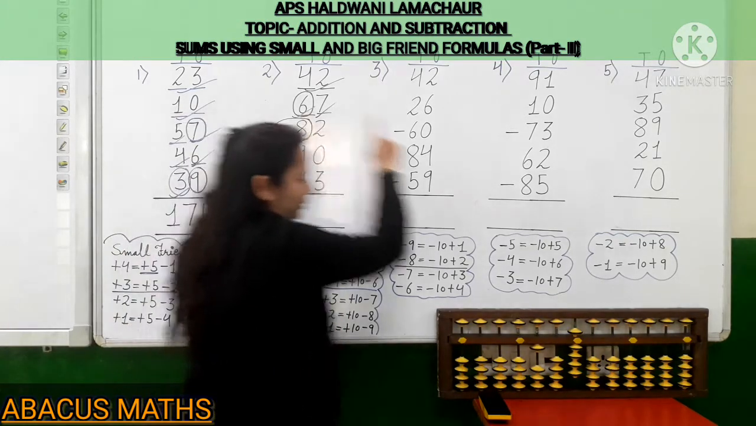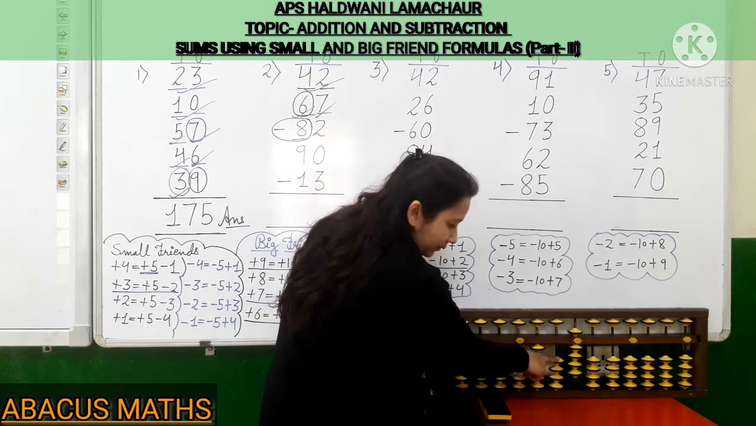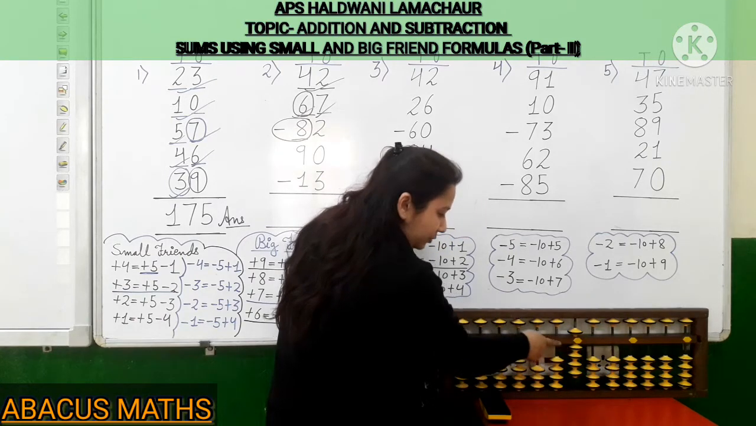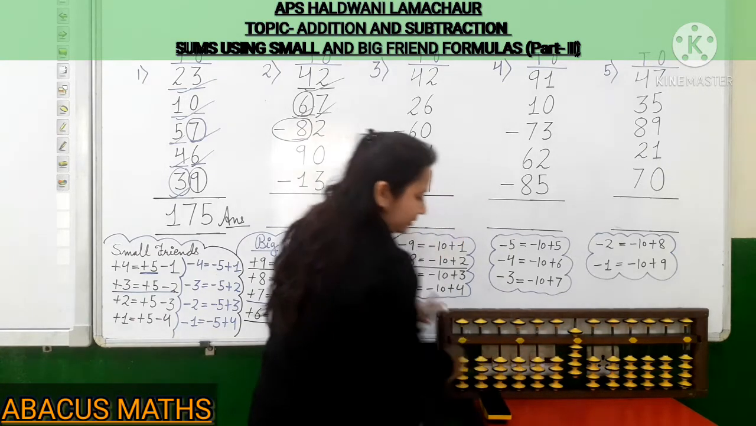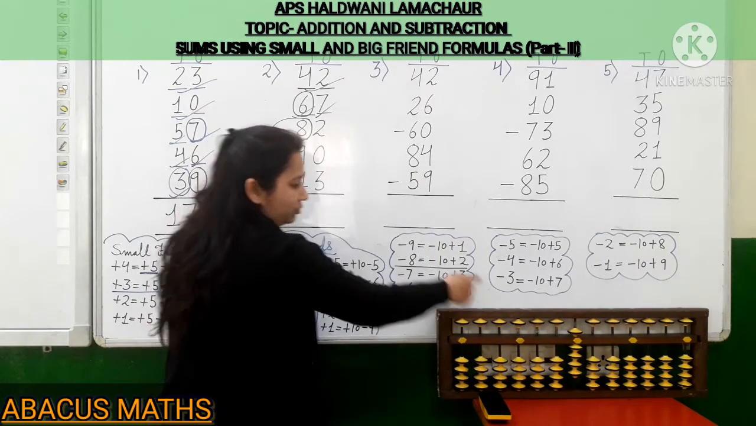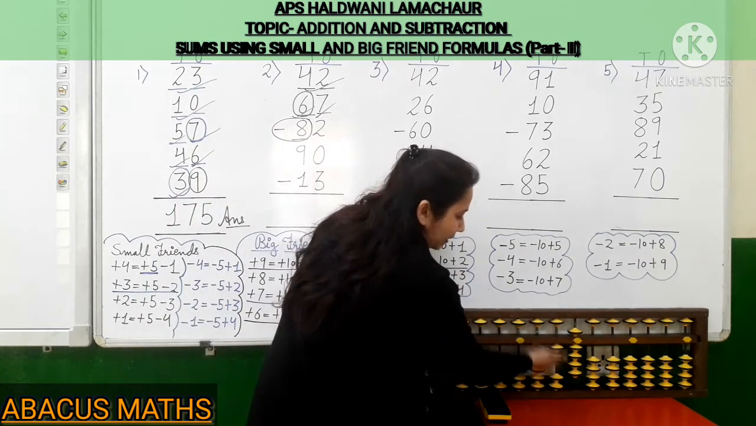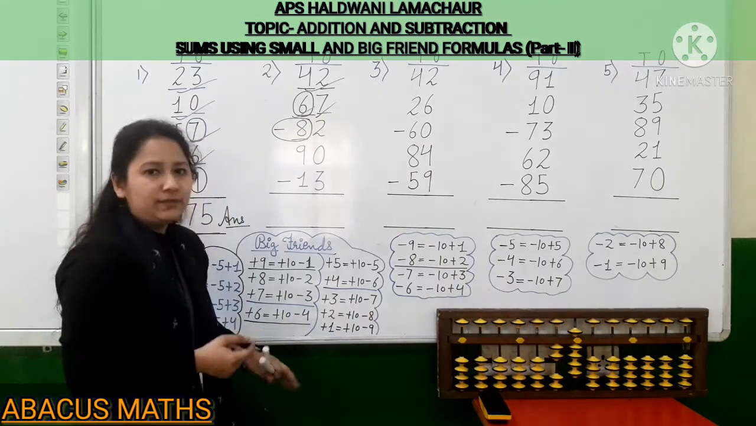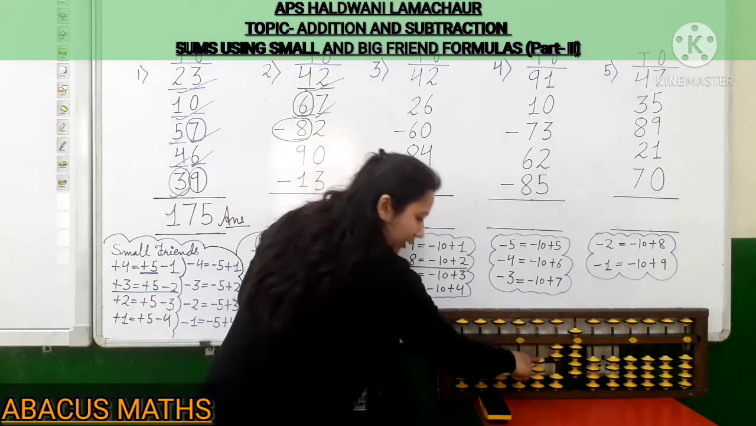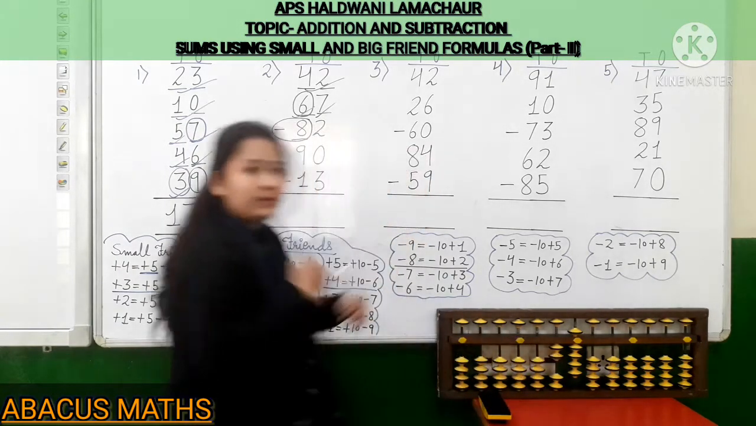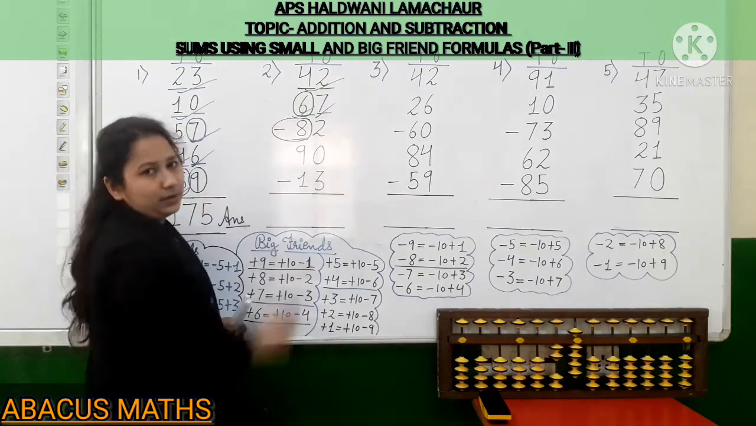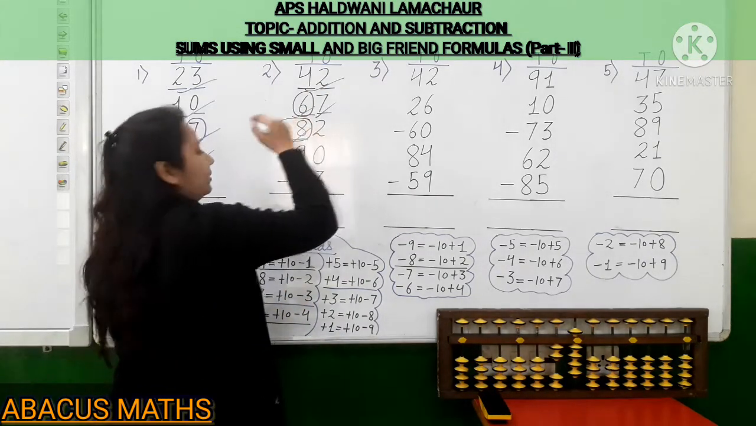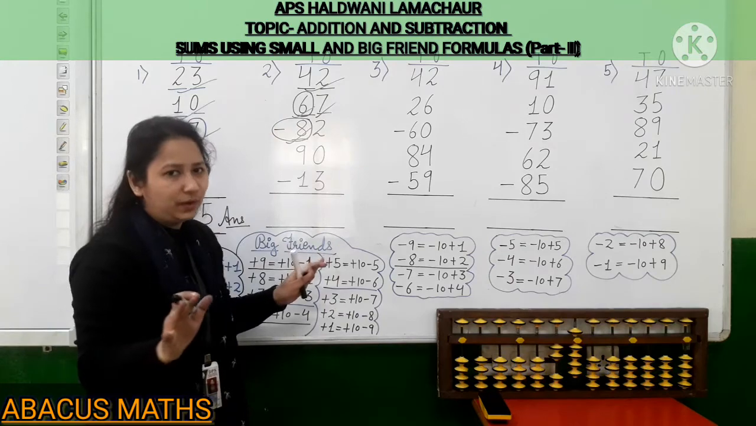See, minus 8 you have to do in this tens rod. So minus 10 you will do in one rod up. And plus 2 in the same rod, in tens rod. Do that minus 10 from one rod up and 2 in the same rod, means tens rod. And your 8 is subtracted. Nothing you have to do now.